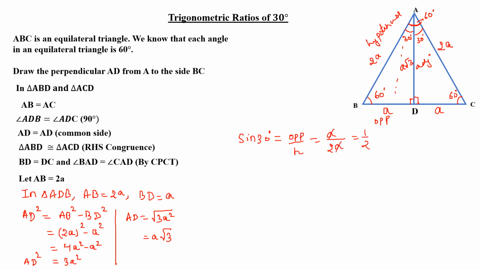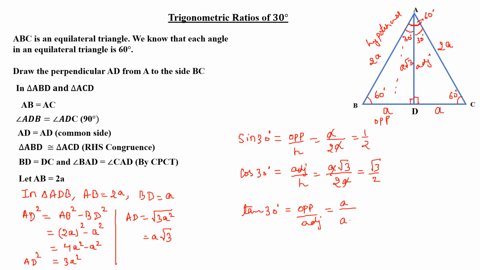Okay, now next find cos 30 degree. So cos 30 degree will be equal to adjacent by hypotenuse. So adjacent is A root 3 and hypotenuse is 2A. Again A cancel, it will be root 3 by 2. And tan 30 degree will be opposite by adjacent. So which will give me the value as opposite is A, adjacent is A root 3. So A cancel, I will get 1 by root 3, isn't it?